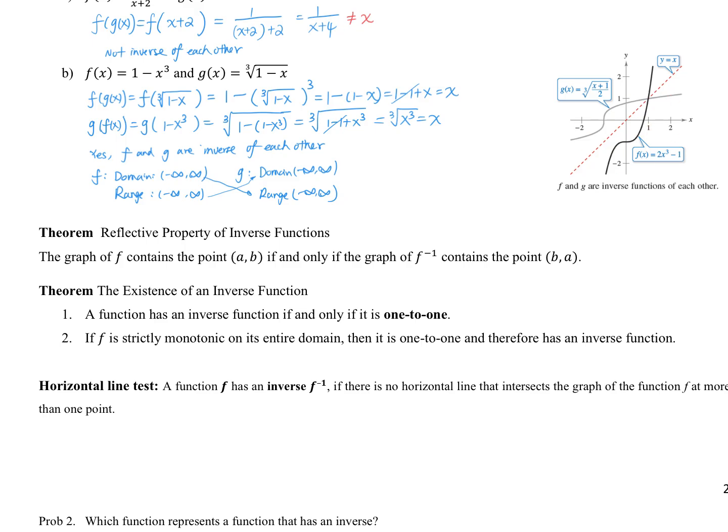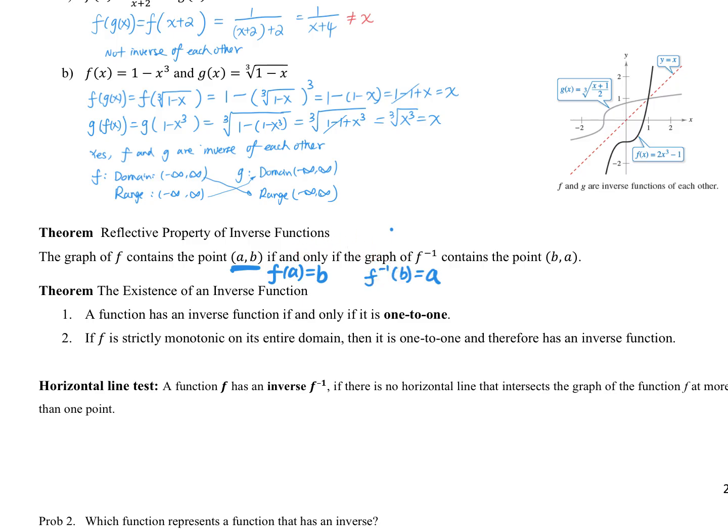So this theorem says the graph of f contains the points (a, b) if and only if the graph of f inverse contains the points (b, a). This is pretty intuitive, because if (a, b) is on f, which means f of a equals b, well, definitely f inverse of b equals a, right? So in other words, that means if (a, b) is on f, then (b, a) is on the f inverse. This is coming from the definition.